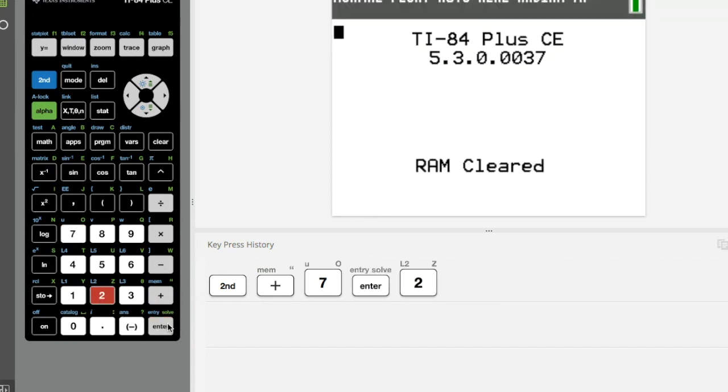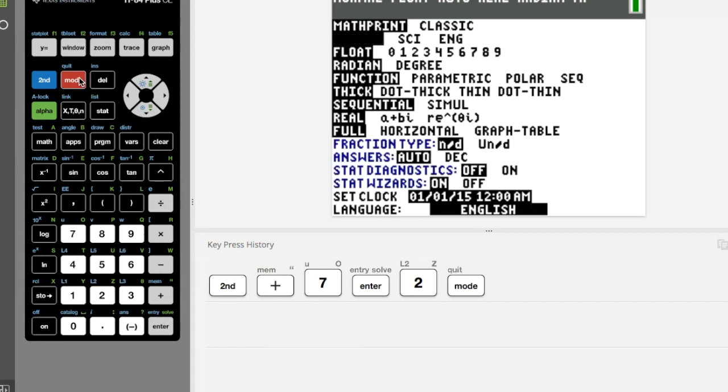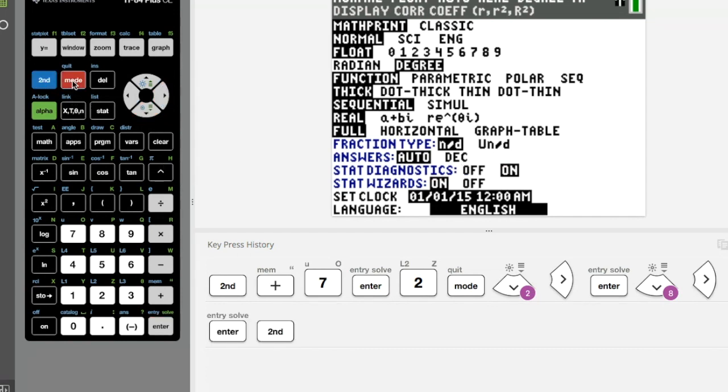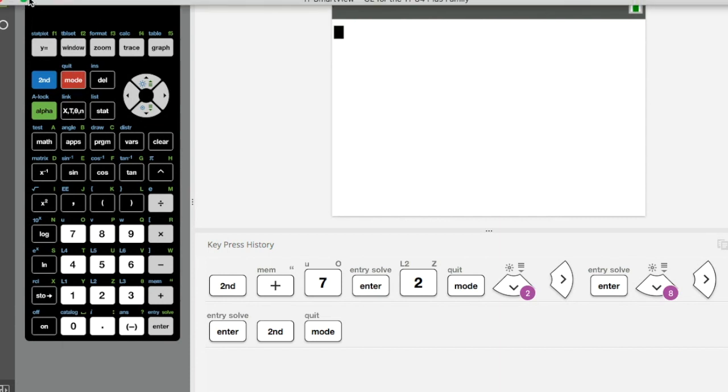Okay, so now the calculator is cleared, but you're going to want to make sure that as soon as they hand the calculator back to you, you set it for degrees, because we're going to need that for our first question. Another thing you might want to do is turn stat diagnostics on, because we're going to need that later when we do a linear regression to get Pearson's correlation coefficient.